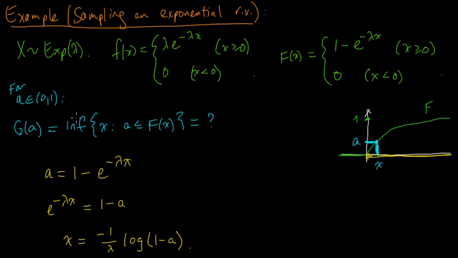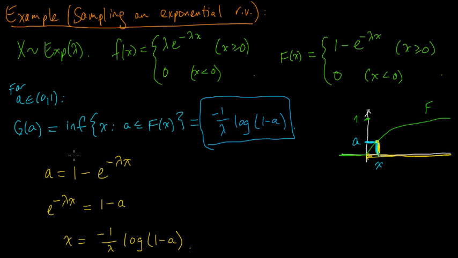And so this infimum, the smallest x such that a is less or equal to F of x, well, that's just going to be that point, this sort of generalized inverse. I guess it's right, because a is only between 0 and 1. So this is just minus 1 over lambda log of 1 minus a. So we're hot on the trail now. Things are looking pretty good. We got our g of a function.